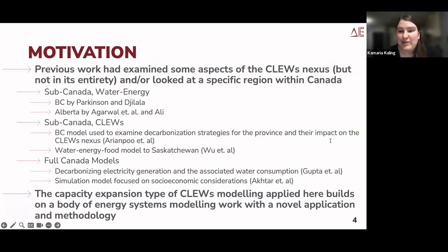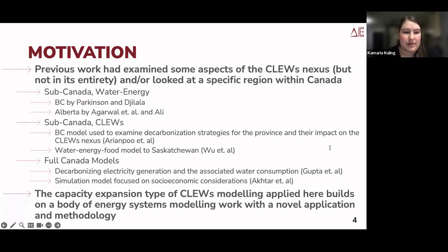Okay, to provide a bit of background and literature review on CLEWs Canada, there were a few Canada or sub-regional studies that involved some or all of the CLEWs nexus. All of the studies that I've listed here were important background for our work. Just to talk a little bit about what full Canada models for CLEWs already existed, we found a case study using an integrated assessment model with a focus on decarbonizing electricity generation and the associated water consumption.